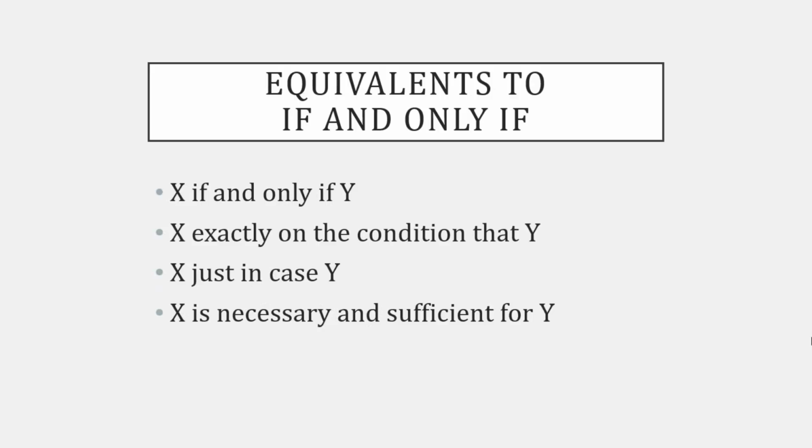Now, just working up, so that was the disjunction. We've done conjunction. We've done disjunction. Now we're going to do the biconditional. Recall, because the biconditional is just putting together conditionals that go both ways, these are equivalents to if and only if. Sorry, these are equivalents to the biconditional.